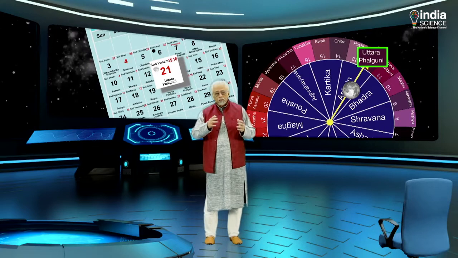There being 27 nakshatras but only 12 months, the following 12 nakshatras at approximately equal intervals were finally adopted and are still in use.